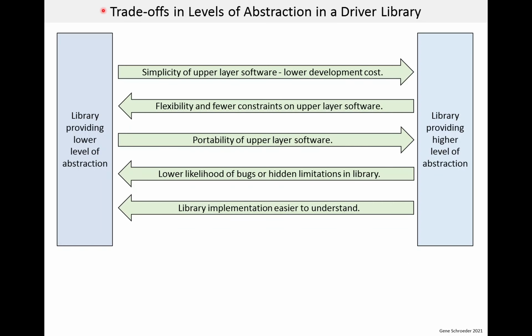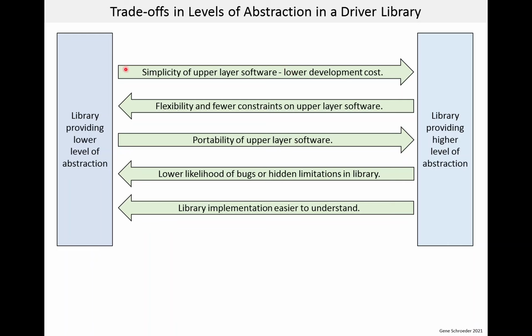So here, using this picture, I want to talk about the trade-offs in levels of abstraction in a driver library. On the left, you see a library providing a lower level of abstraction, and on the right, a library providing a higher level of abstraction. And you could imagine it's sort of a continuum. These green arrows show some beneficial property or characteristic of a library, or of using that library. And the arrows point towards the level of abstraction that provides the greater benefit. So let's look at these properties.